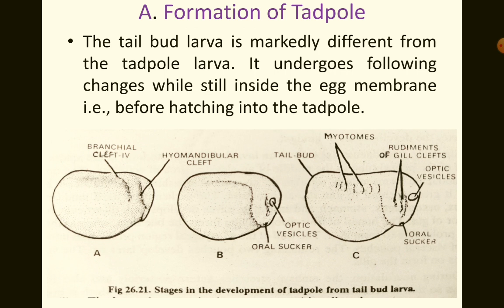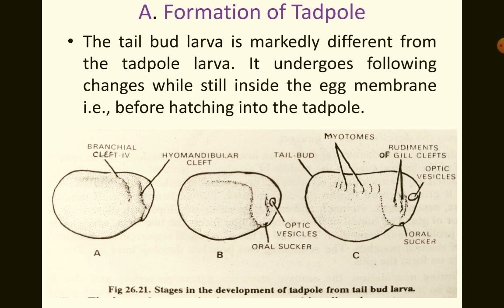Now when we look into the formation of the tadpole, the tail bud larva is different from a tadpole. You can see through the pictures, this in no way resembles a tadpole. So initially it will be like this as a tail bud larva, and this undergoes changes inside the vitelline membrane so that it hatches into a tadpole. Now let us see what structures it gets differentiated.